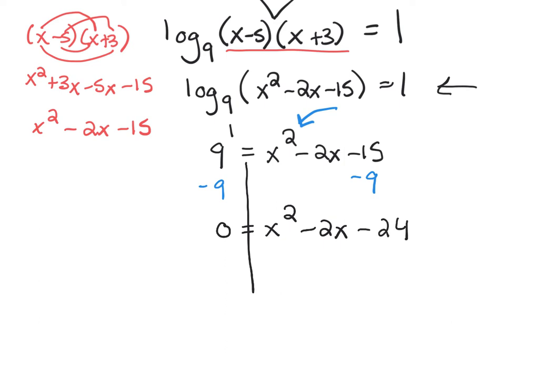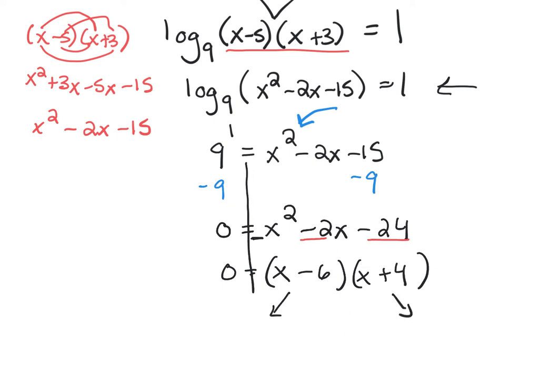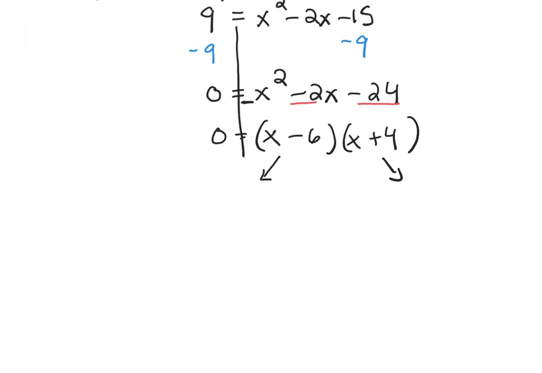Now I need to factor this. So 0 equals, I'm going to factor it. I don't have a leading coefficient here, so x and x. All right, what are factors of negative 24 that add up to negative 2? That's going to be negative 6 and positive 4. x minus 6 and x plus 4. To solve by factoring, this is when you have to break it up into two different equations.